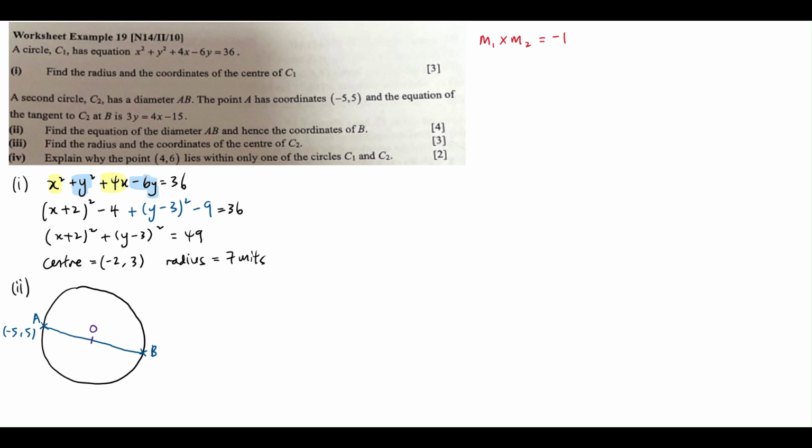Now, it says that the equation of tangent, let me just highlight that, the equation of the tangent to C2 at B. Okay, what it means is that you have a point B there on the diagram, and the tangent to C2. Now tangent means that it touches the circle at only one point. Now this green line that I have here is the tangent to circle C2 at point B. Now the equation is given to you, which is 3y equals 4x minus 15.